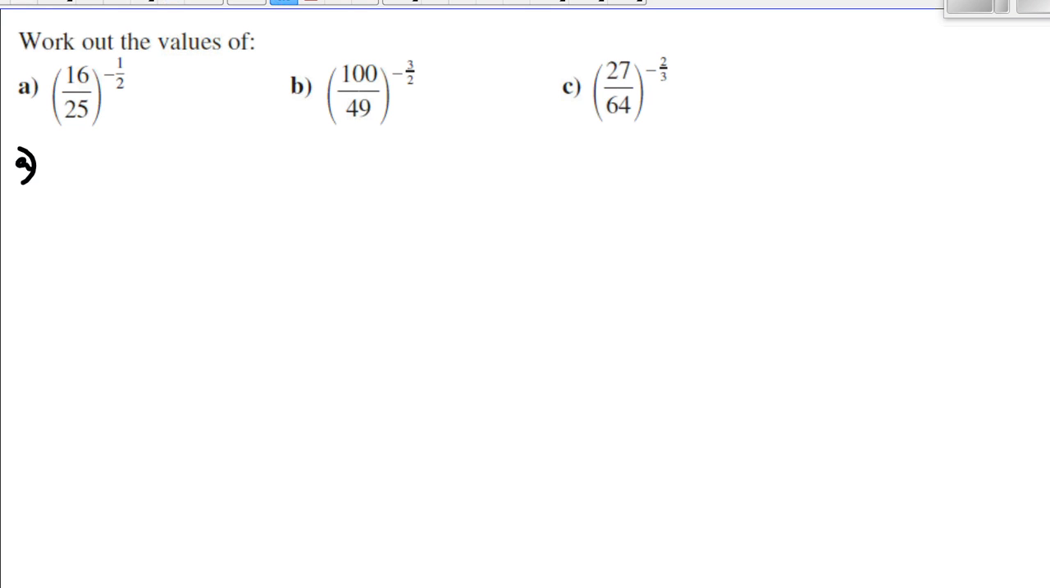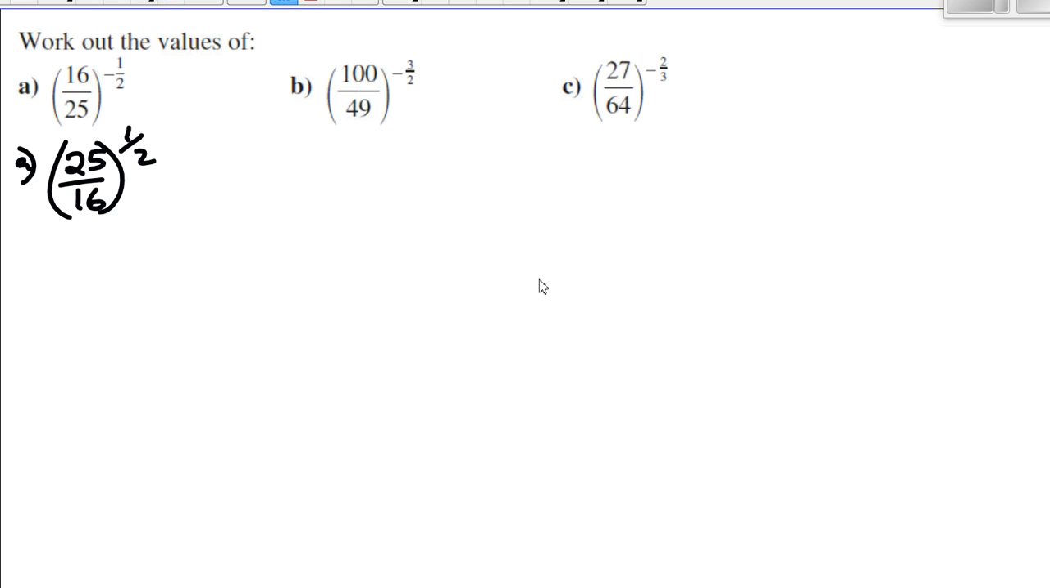To solve this kind of question, what you need to do is, first of all, get rid of the negative power. So we'll have 25 over 16 to the power a half. The first step that I did was to get rid of the negative power by swapping the numerator and denominator. Remember, we learned that in negative indices.